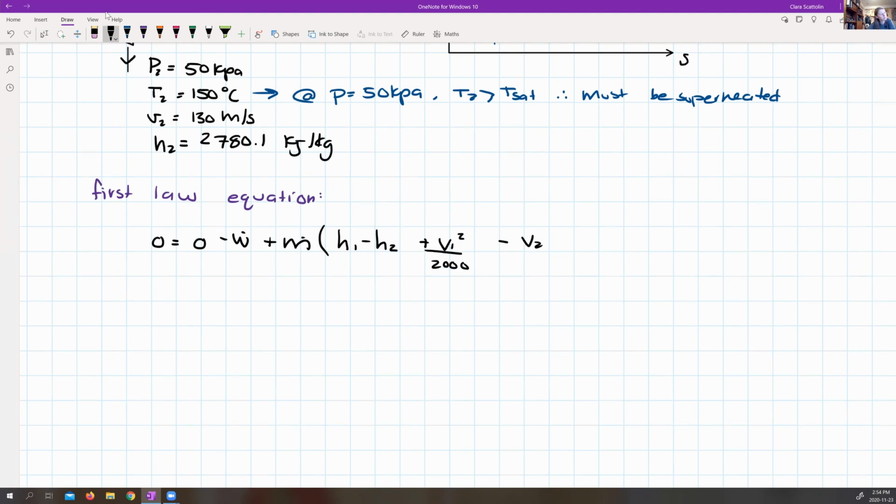velocity at the inlet, velocity at the exit. So what I'm going to do is isolate for m. So my m dot is work divided by H1 minus H2 plus V1 squared over 2000 minus V2 squared divided by 2000. And now all I have to do is substitute in all these values because they're all known.